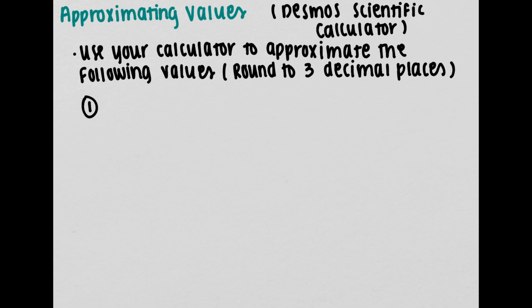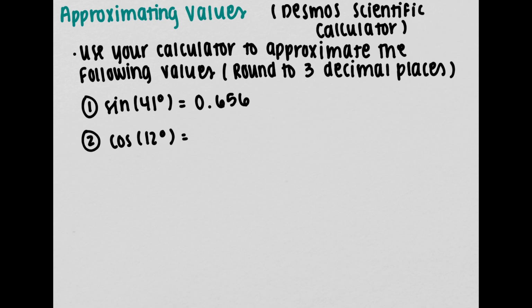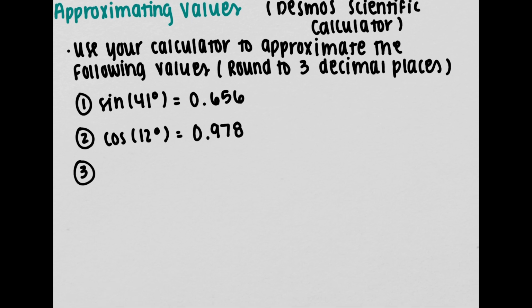So the first one I want you to do is the sine of 41 degrees. Now when you plug it in your calculator, you just put sine, you put 41 in parentheses, and hit enter. When you do that, you should end up with 0.656. That's all that approximating values is. So number 2, I want you to find the cosine of 12 degrees. When you plug that in, you'll put cosine and then 12, and you should end up with 0.978. And then finally, number 3, I want you to find the tangent of 3 degrees. Again, you'll just plug in tangent and 3, and you should end up with 0.052.